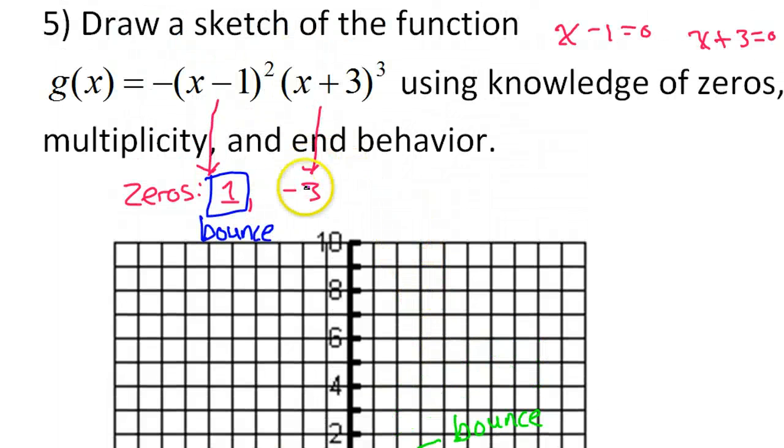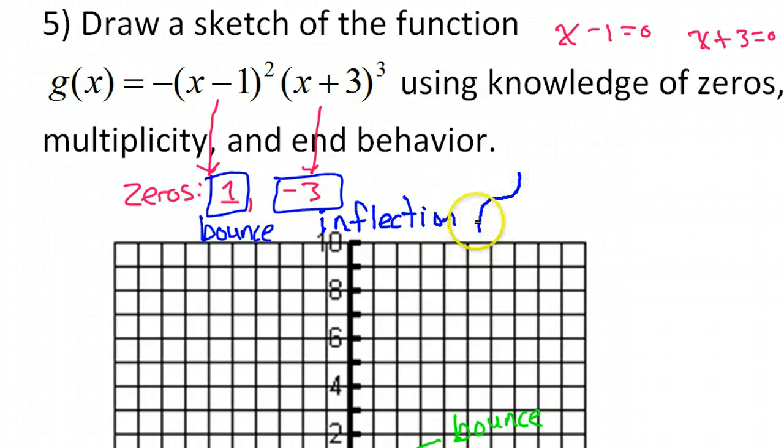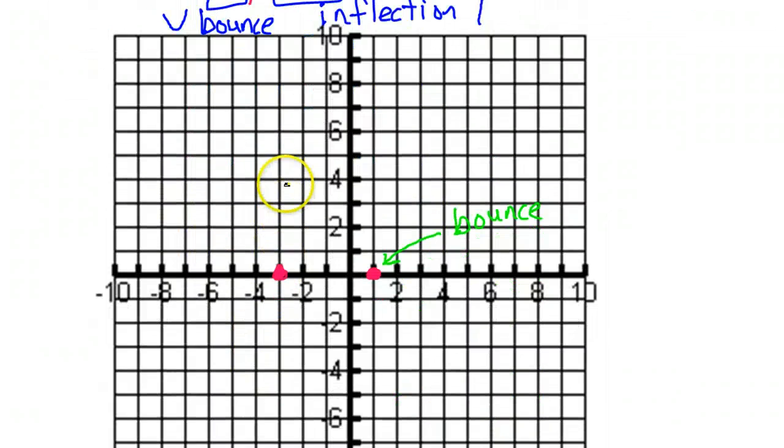On the other hand, this negative 3 came from a factor that's cubed. This is a triple root, and we learned that a triple root corresponds to an inflection. That's where the graph sort of flattens out and curves back the other way. Obviously a bounce is kind of like that. So there should be an inflection happening at the negative 3. Let's make a note of that. Inflection.